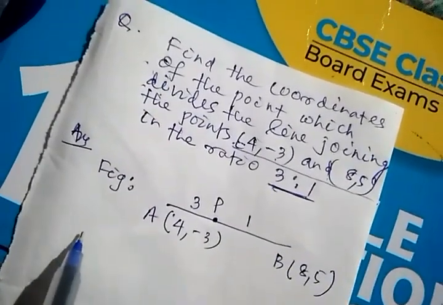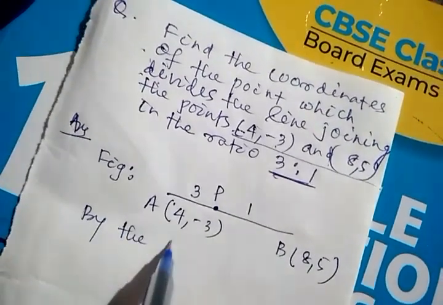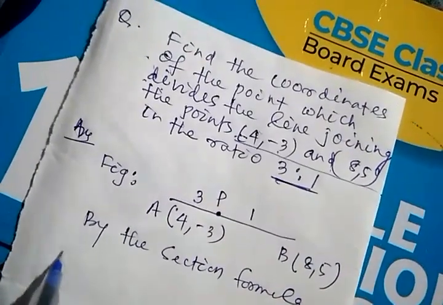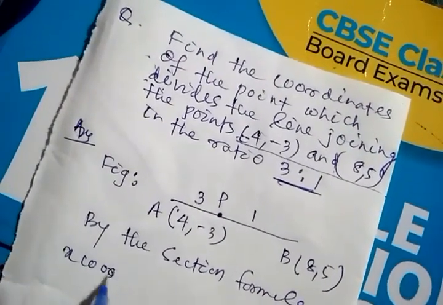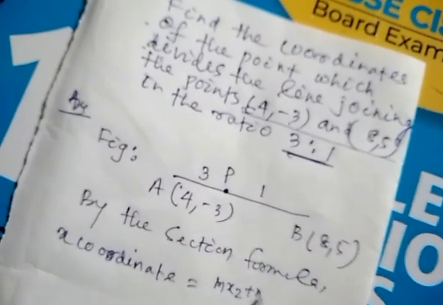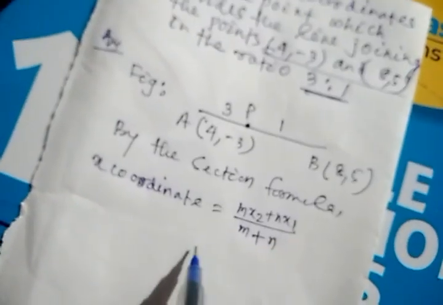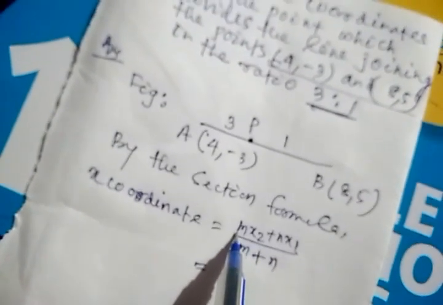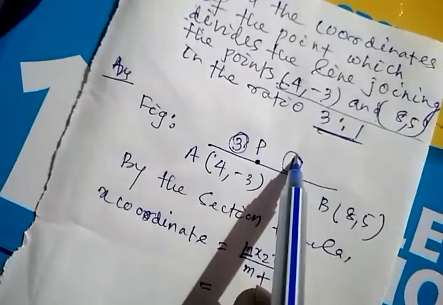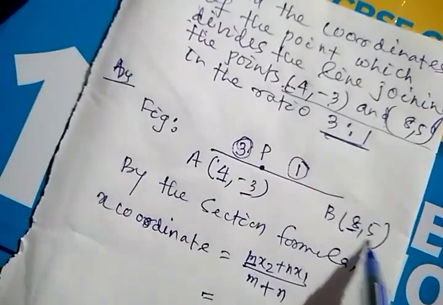Now you write the formula right here by the section formula. x coordinate is equal to mx2 plus nx1 by m plus n. So this is equal to, in place of m, what is the value of m? This is called m, this is called n, this is x1, this is y1, this is x2, this is y2.